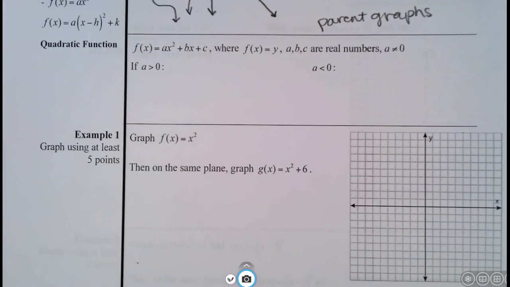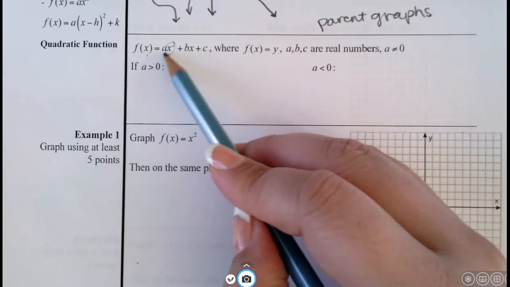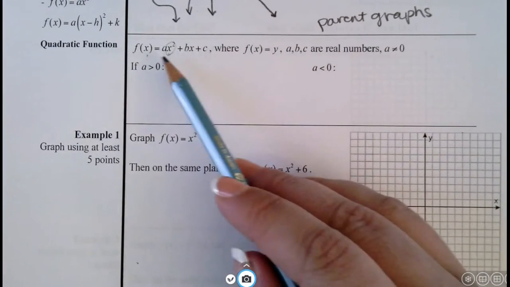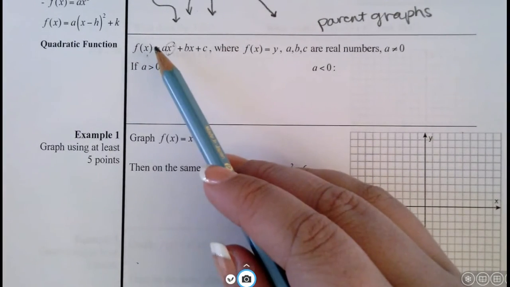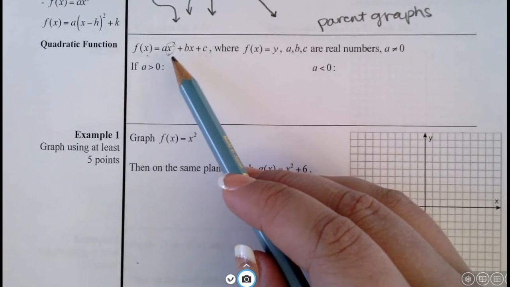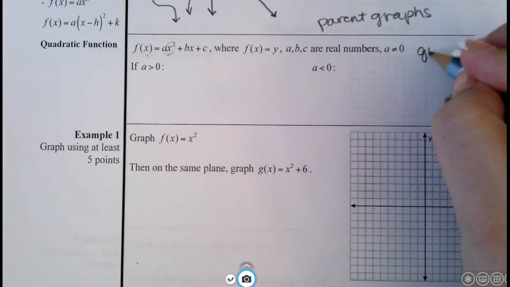So with a quadratic function, if we have that f of x equals ax squared plus bx plus c, so this is what makes it quadratic. It has that squared term, where f of x is y. So we said this is our y value. Y equals ax squared plus bx plus c. A, b, and c are real numbers, so we have real number coefficients, and a is not 0. So if a was 0, this would be linear. But we're saying a cannot be 0. So this whole thing is just a fancy way of saying this is quadratic.